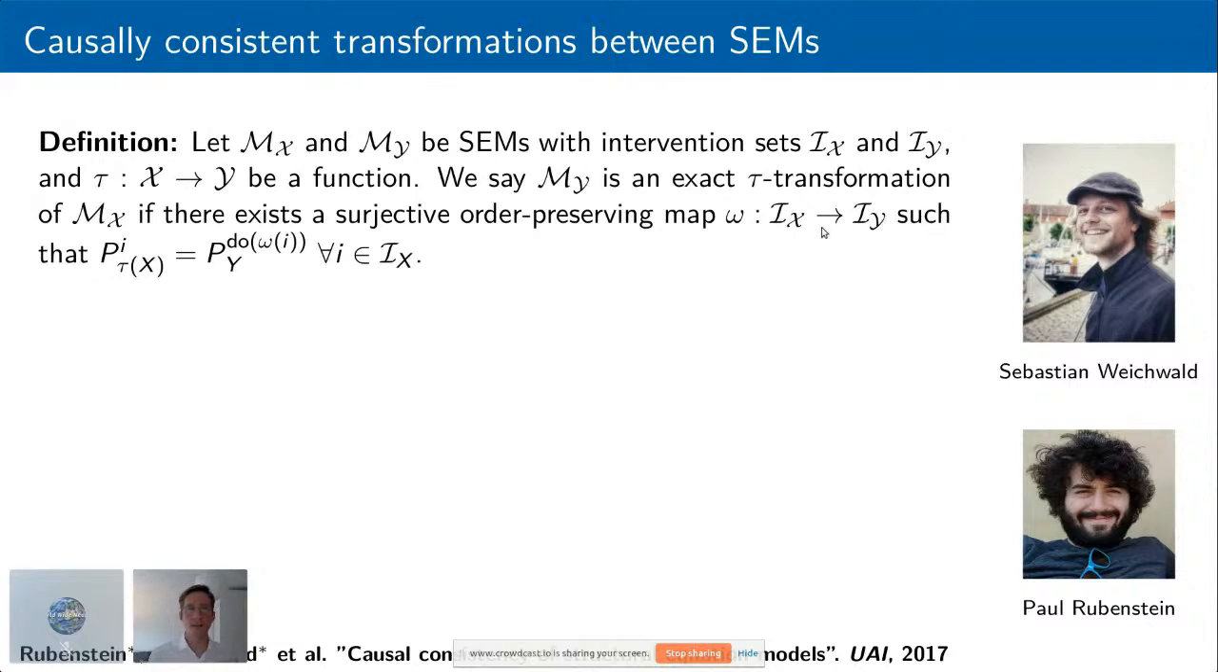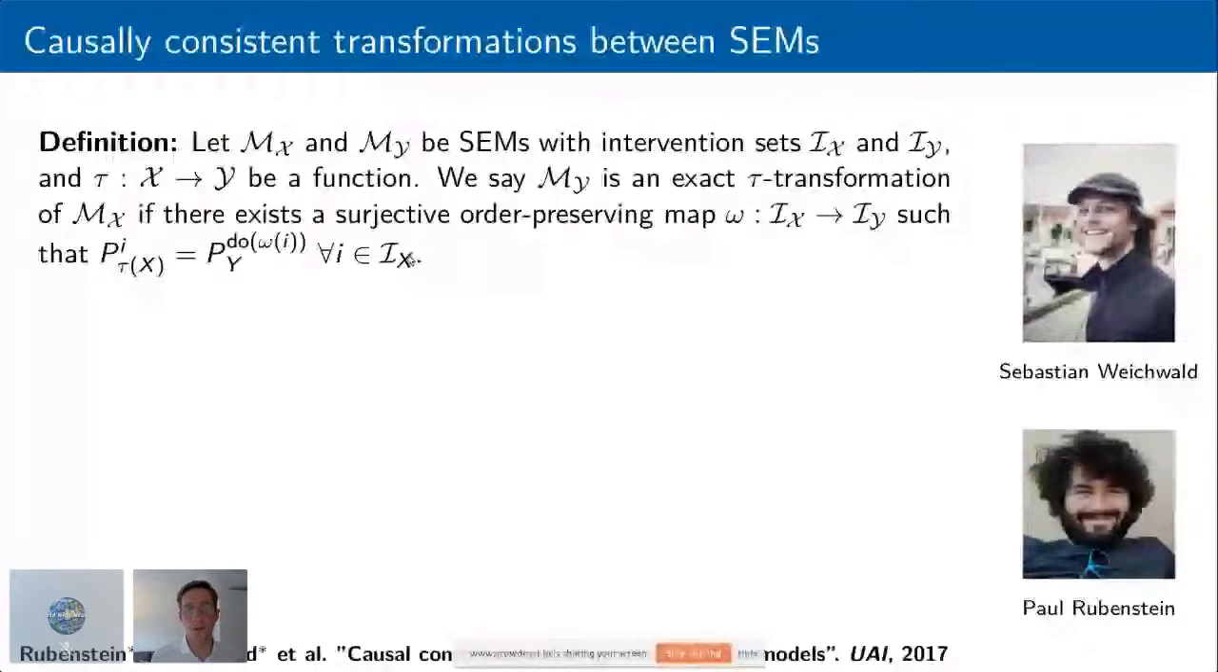And then we require that this observational property holds. And that means that if you look at the probability distribution after doing an intervention I on the micro level, and then switch to the macro level via this tau transformation, the probability distribution that you get is the same as when you start on the macro level, on the y level, and do the intervention that is the matching intervention to the one on the micro level. And we want this to hold for all interventions on the micro level.